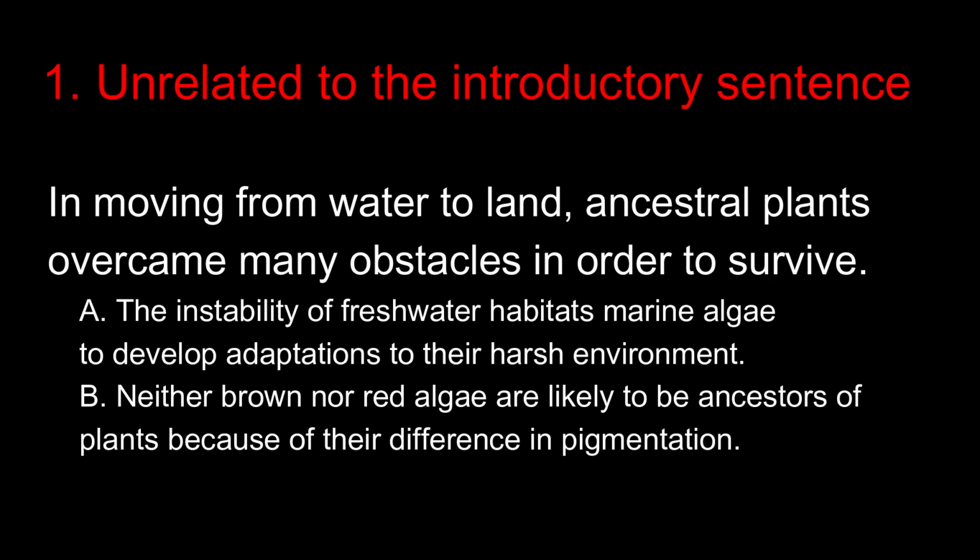Now compare these 2 answer choices. A. The instability of freshwater habitats caused marine algae to develop adaptations to their harsh environment. B. Neither brown nor red algae are likely to be ancestors of plants because of their difference in pigmentation. A clearly supports the introductory sentence with an example of an obstacle, which is the instability of the freshwater, and how plants overcame it, which is developing adaptations. B, on the other hand, talks about the ancestors of plants based on pigmentation, which is unrelated to the introductory sentence. So B can be eliminated for its irrelevance to the introductory sentence.